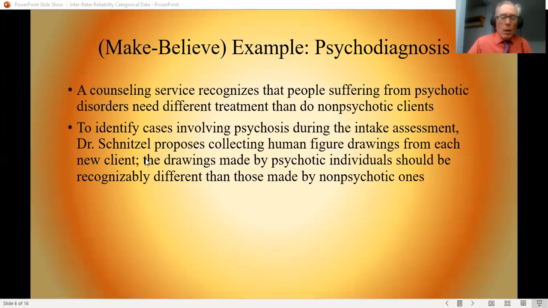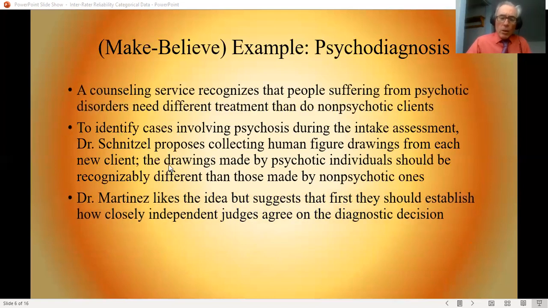And we want to learn to recognize this early in the game before we've invested in pointless treatment for people who it's not going to benefit. So we have Dr. Schnitzel on staff, and Dr. Schnitzel proposes that we will use human figure drawings for this purpose. We'll have each new client draw a picture of a person, and these drawings should be identifiably different if they're done by someone with a psychotic disorder, as opposed to if they're made by someone with a non-psychotic problem.